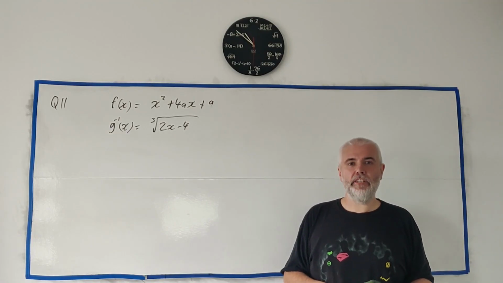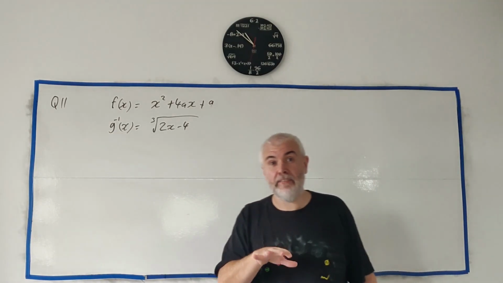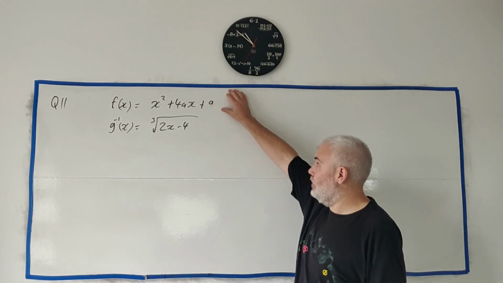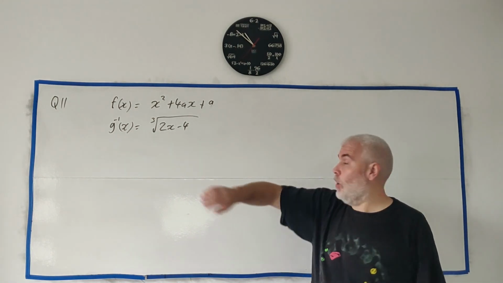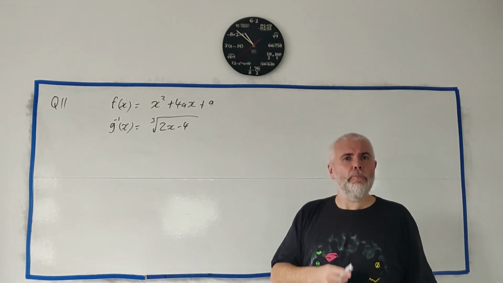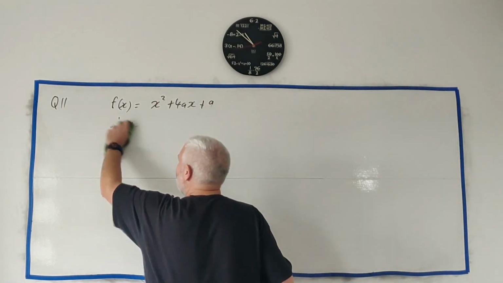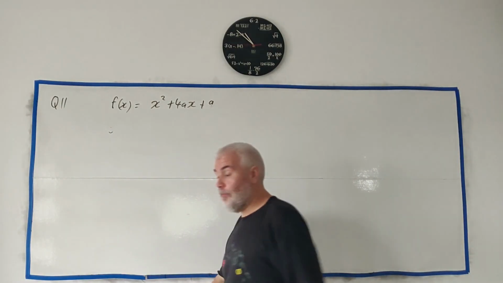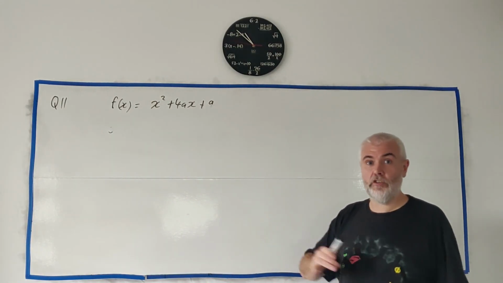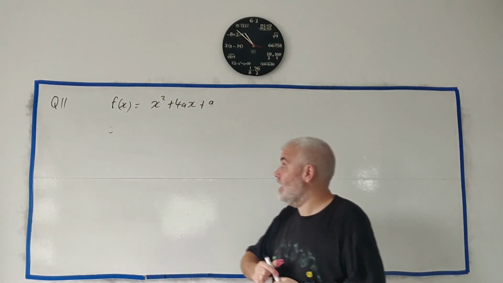In question 11, they tell us about two functions, f and g. For f, they've given us the function, and for g, they've only given us the inverse. But actually, for part A, we're not going to need this, so I'll go ahead and rub it out for now. In part A, they want us to concentrate on f(x), and they give us an extra bit of information.